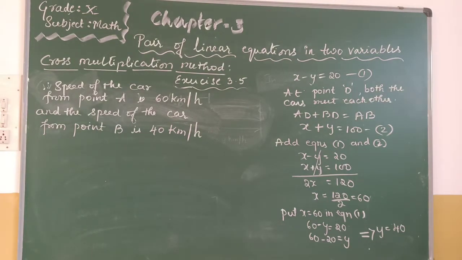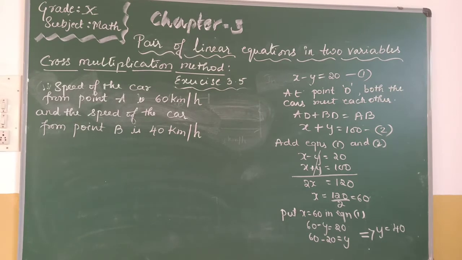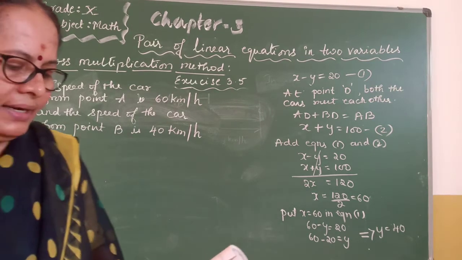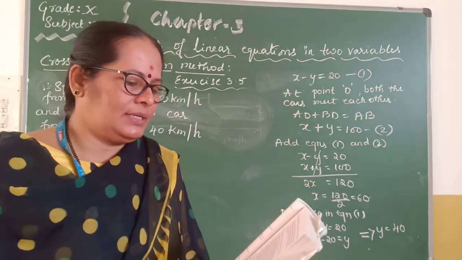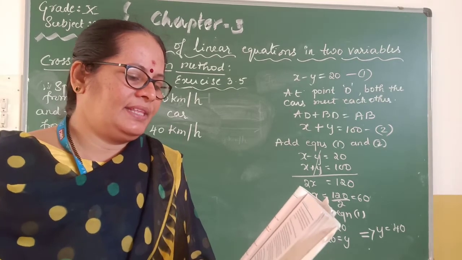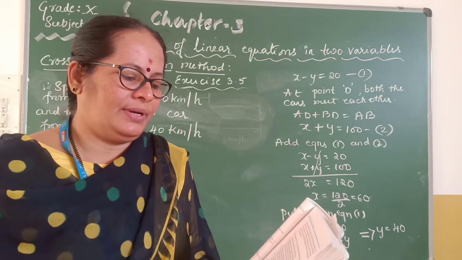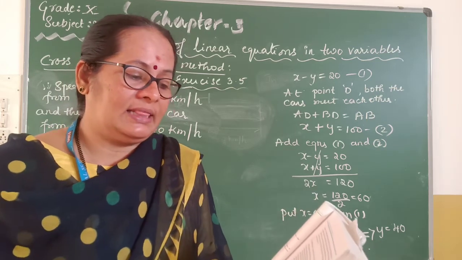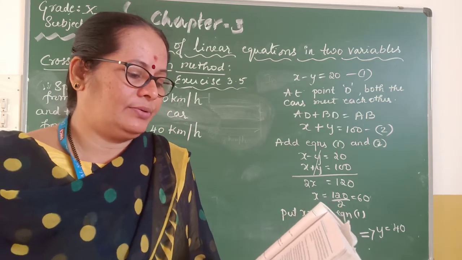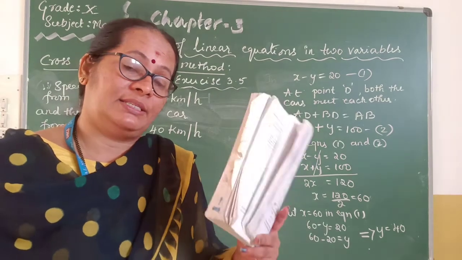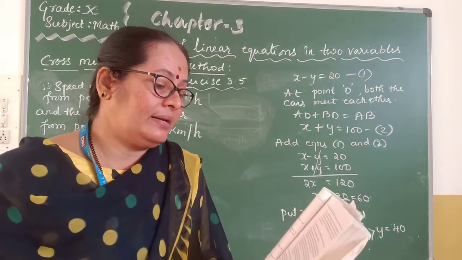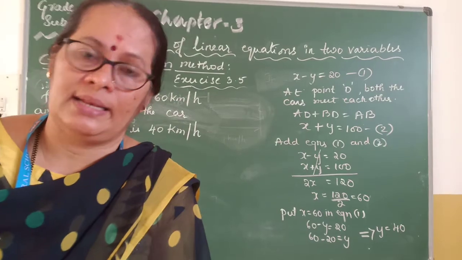Now the last question. The area of a rectangle gets reduced by 9 square units if its length is reduced by 5 units and breadth is increased by 3 units. If we increase the length by 3 units and breadth by 2 units, the area increases by 67 square units. Find the dimensions of the rectangle.